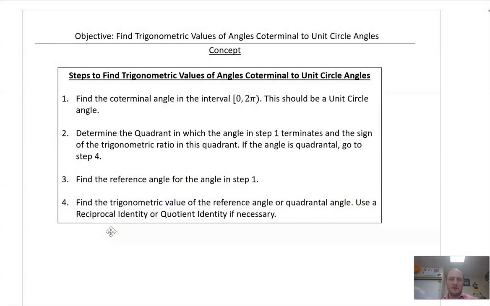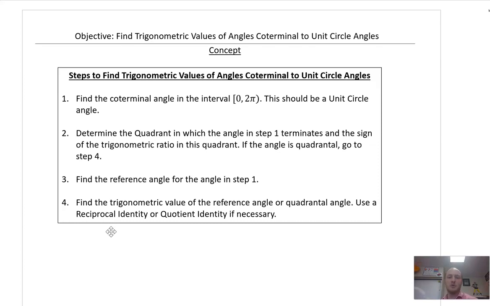follow for this value. So the steps to follow. Step 1 is find the coterminal angle in the interval 0 to 2 pi. So where does this angle end? Because where it ends, it's going to share the same exact coordinate location as the angle in the first revolution, which we already did a lesson on, right? Finding the values of those angles in the first revolution. So if we can do that, then it should be easy.